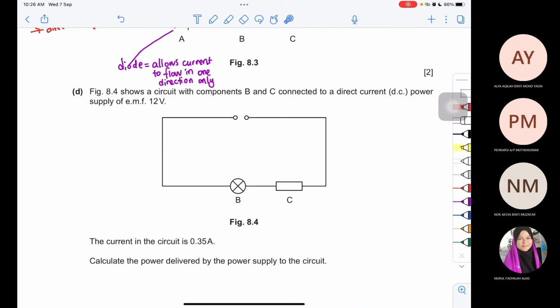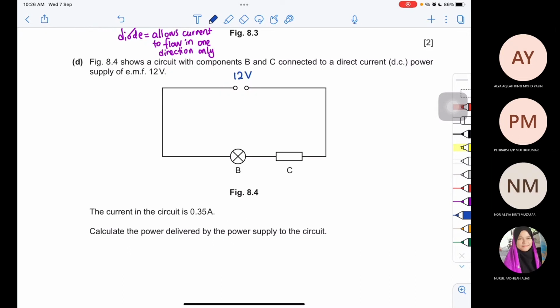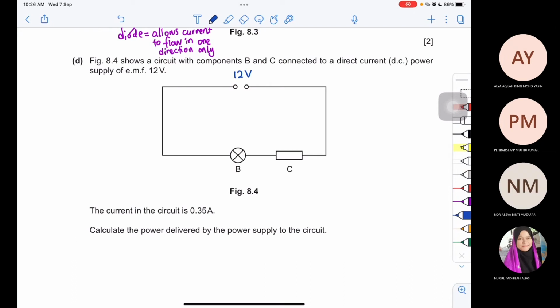And it says here the EMF is 12 volts. So what does that mean? That means our power supply is 12 volts. The current in the circuit is 0.35 ampere. So you are given current here, 0.35. Calculate the power delivered by the power supply to the circuit.